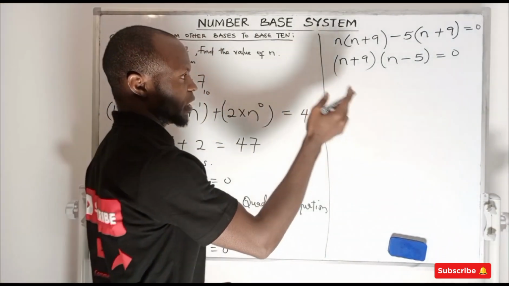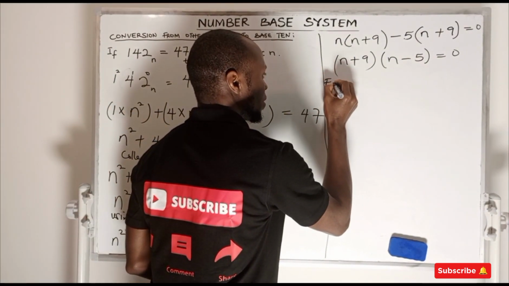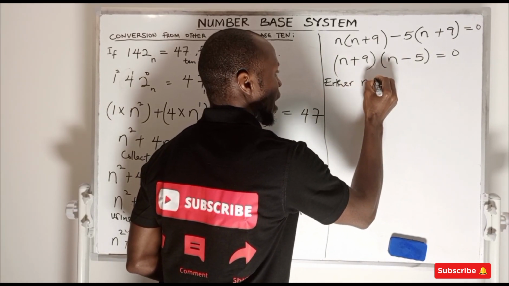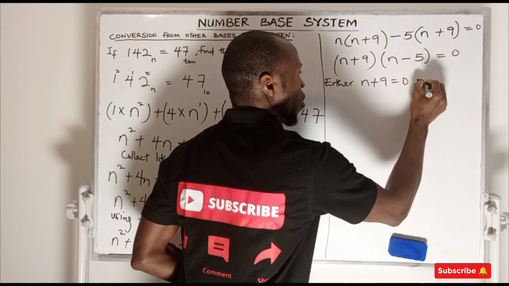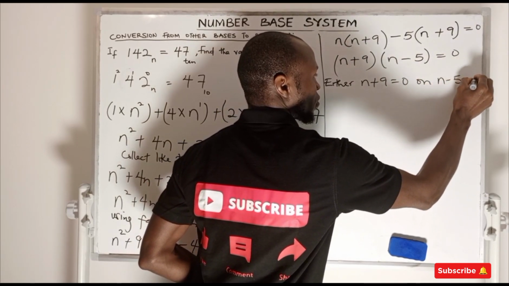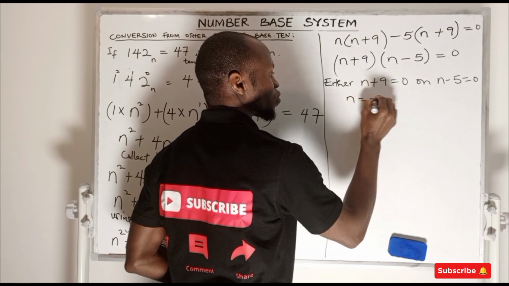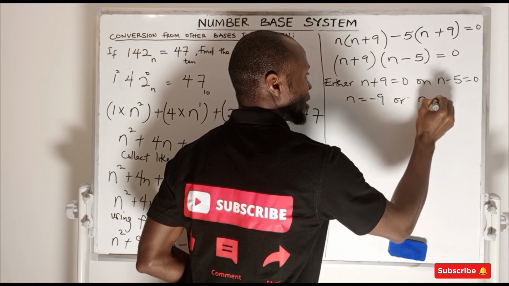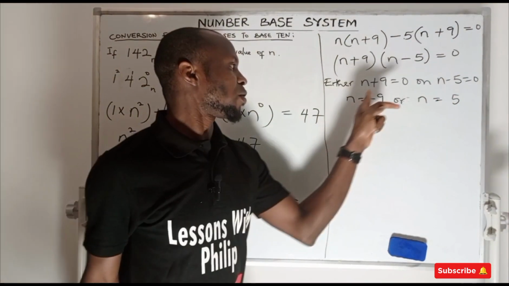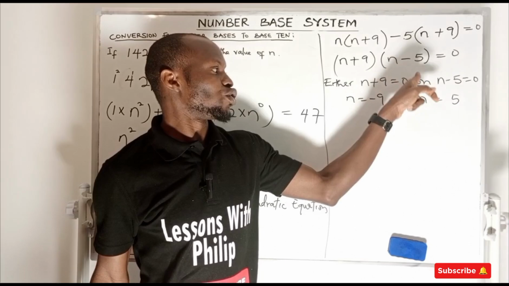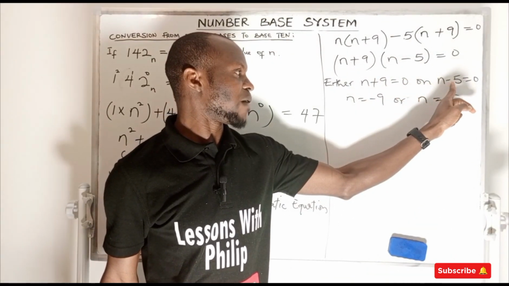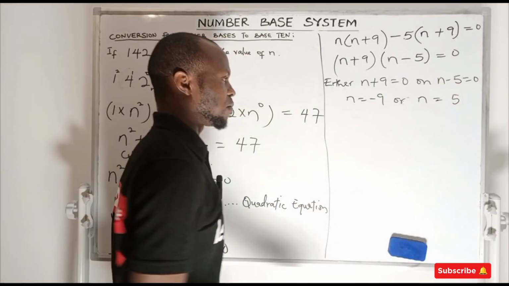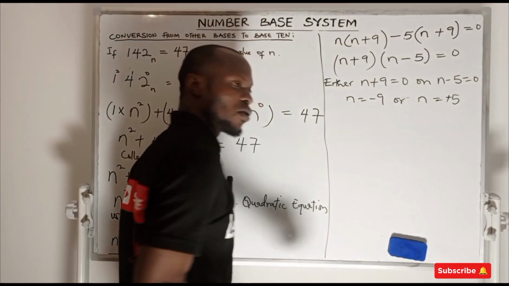Now, that shows that either n plus 9 equals 0 or n minus 5 equals 0. Automatically, my n is equal to minus 9 or my n is equal to 5. If you bring plus 9 across the equals sign to the other side, it becomes minus. If you bring minus 5 across the equals sign to the other side, it becomes plus. That is why I have plus 5. Automatically, my n is either plus 5 or minus 9.